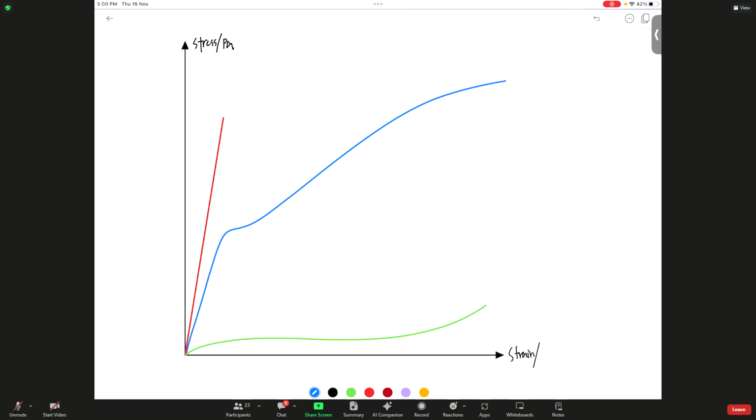UTS. Yes, correct. That's the perfect answer actually. So the answer is blue, and it's blue because blue has the highest UTS. So when we check strength, what do we check? We check which graph goes highest on the y axis. Isn't that the one that can take the most stress? What would that mean? It's the strongest. Okay, so in this case, blue is the strongest material that we have.